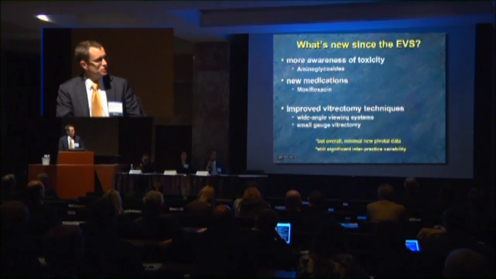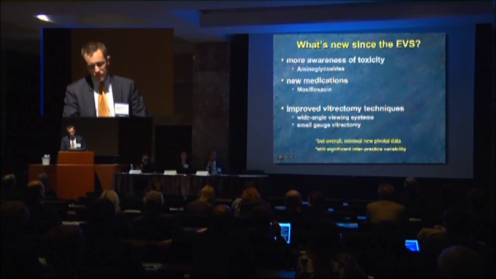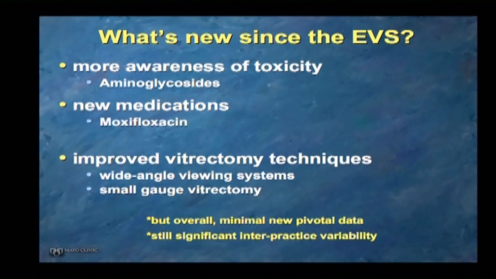So as far as what's changed since the mid-90s, well, we have a better awareness of the toxicity of intravitreal amikacin. We knew the other aminoglycosides were problematic, but amikacin can cause retinal toxicity as well. And there are other new medications, particularly moxifloxacin, which we'll talk about in a bit, and improved vitrectomy techniques. It's likely that the wide-angle viewing and the small-gauge vitrectomy are a bit helpful in this situation, but the effect on the results remains to be shown. So overall, there's minimal new pivotal data, but there's significant interpractice variability.